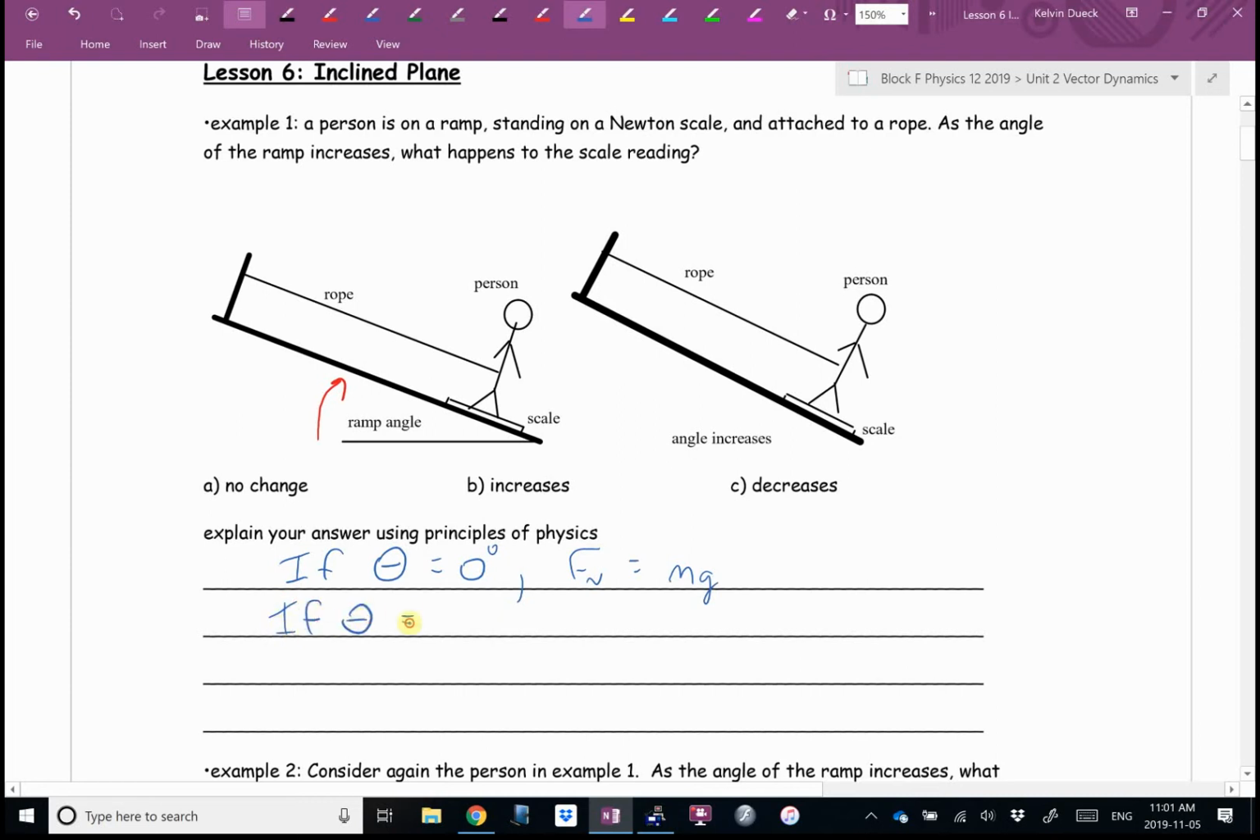If theta equals 90 degrees, you know what? If we were at 90 degrees, I think this person would be dangling from the rope, swinging back and forth. What would the normal force read then? 0. So if we go from a maximum of mg to 0 as the angle increases, and we assume that the normal force doesn't just jump around at random magically, what did the normal force become? Bigger, smaller, or the same? Smaller.